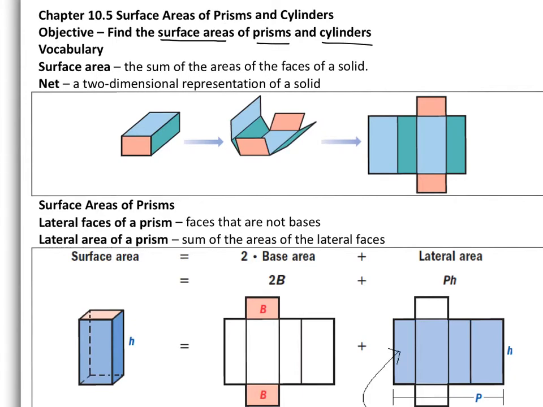Let's take a look at a few vocabulary words. The surface area just means the sum of the areas of the faces of the solid. And net just means a two-dimensional representation of a solid.